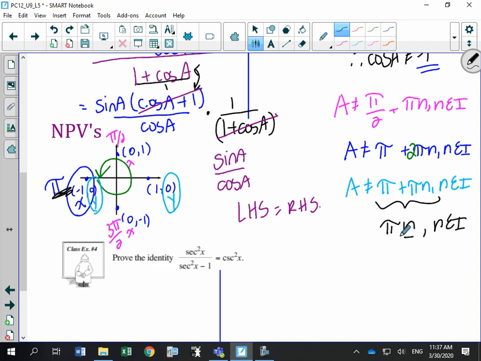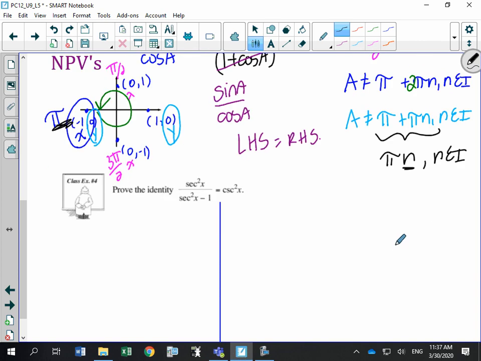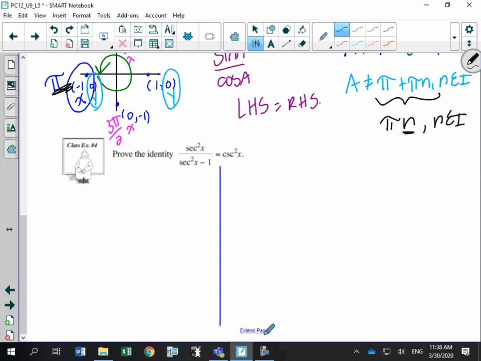Okay, and that takes care of the n here. So those are the three restrictions that you would have. You could cross out class example C. We're not going to graph. Last class example is class example number 4. Prove this identity here.